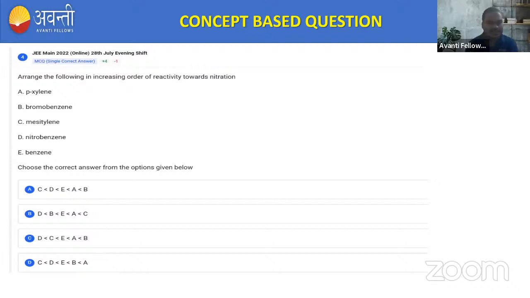In this question, they're asking to arrange the following in increasing order of reactivity towards nitration, right? So, what is nitration basically? I'm giving you the simple example of nitration. When you treat benzene with concentrated HNO3 plus H2SO4, what will we get? We'll get nitrobenzene.